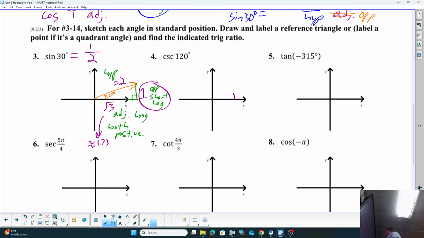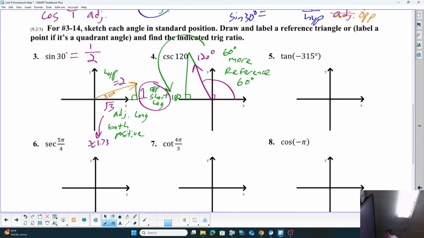So we go all the way around, so that's 90 degrees, and then 120 is just 30 degrees more. So there it is, that's 120 degrees. Then we draw our reference triangle like this. So that's 120 and this is 180. How much more to 180? So 60 degrees more. So our reference angle is going to be 60 degrees.